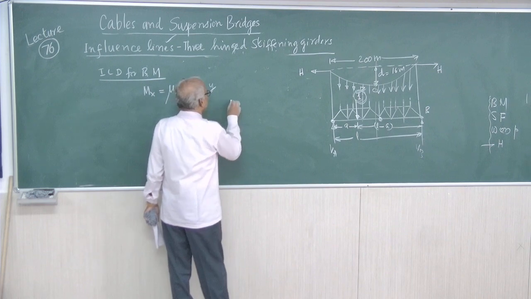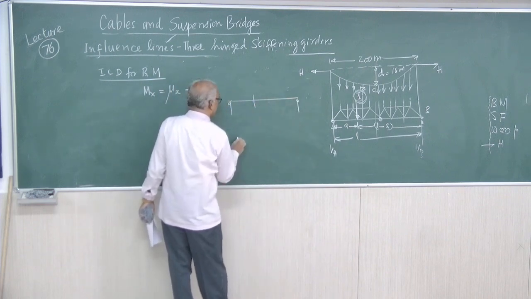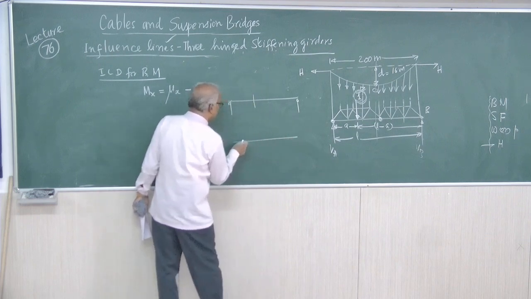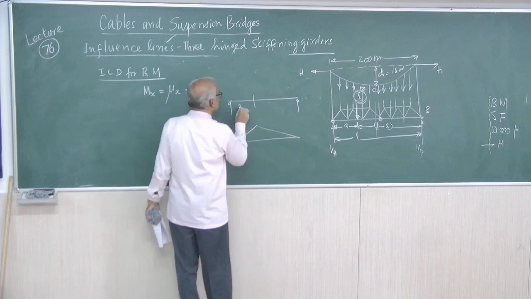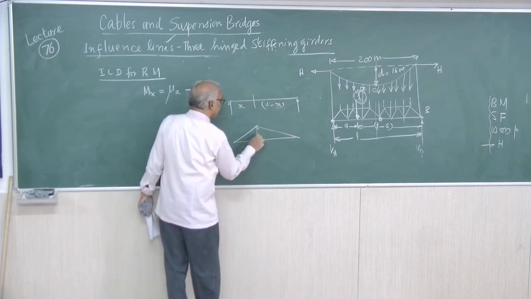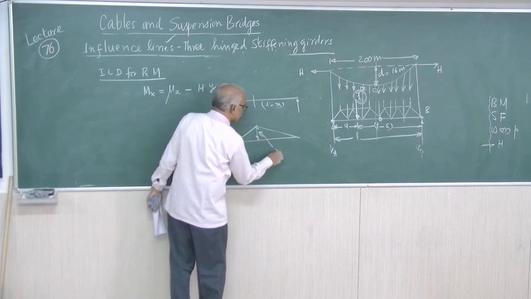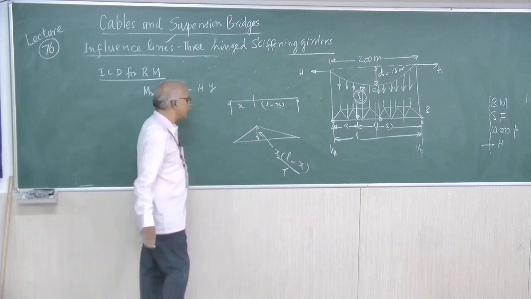This is the beam. If this is a section, we know the ILD for bending moment of a beam is this. Suppose this is x, this is L minus x, we know this ordinate will be x into L minus x by L. This is what we have done earlier.